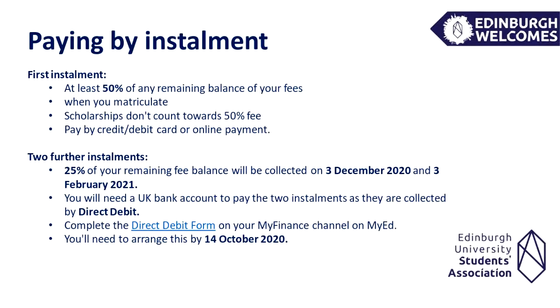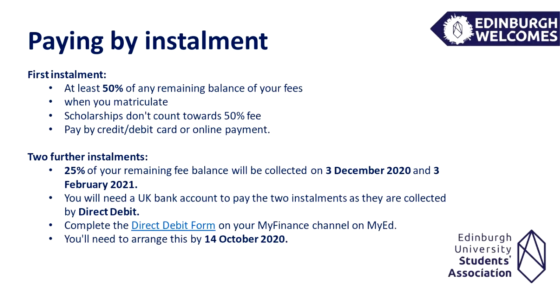So you can choose to pay your tuition fees in advance. You can pay 100% of your fees in advance or when you matriculate. Or some students prefer to pay the fees by instalment. Unfortunately, there's not the option of a monthly payment plan. Instead, the university have a 3-part instalment plan, and I'm going to tell you a wee bit about that now. So the first instalment has to be at least 50% of the balance of your fees that are outstanding.